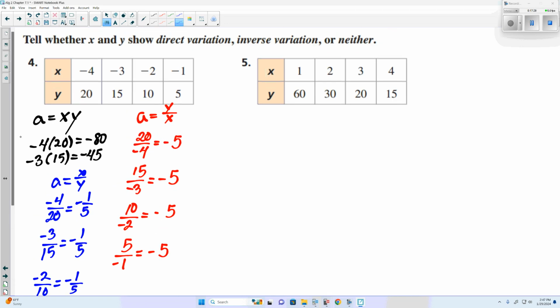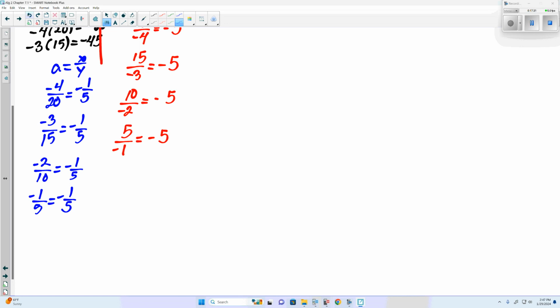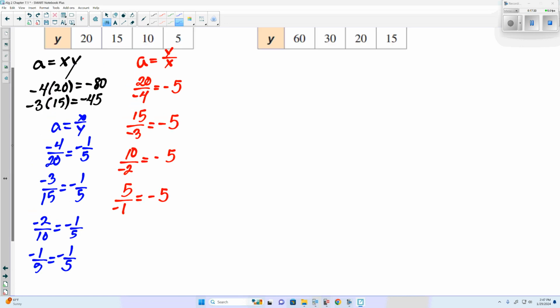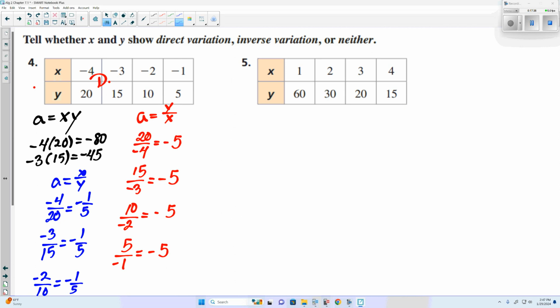So this is direct. Now, we didn't do this on the first two, but if we wanted to write this out, the equation itself, it'd be y equals negative 5x. Because we found the value of a is negative 5, we can plug it back in. Questions on number 4 before we look at number 5?